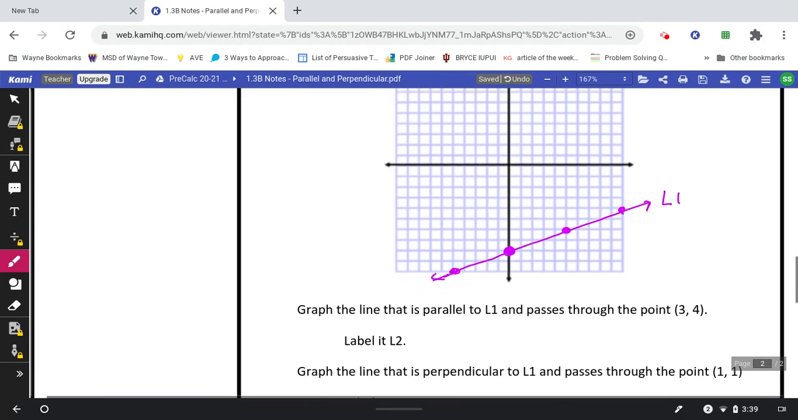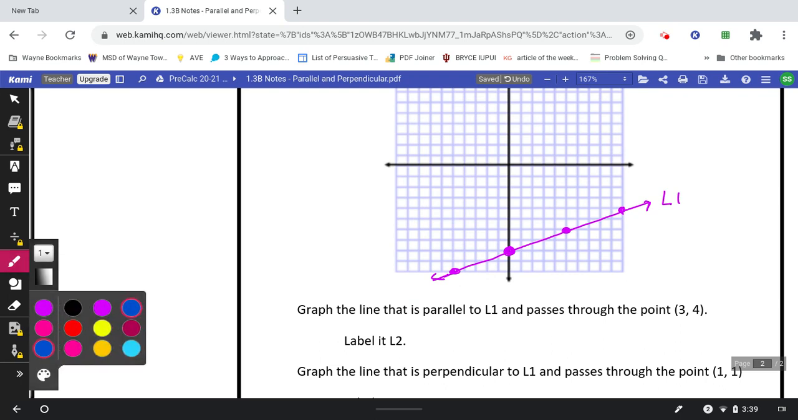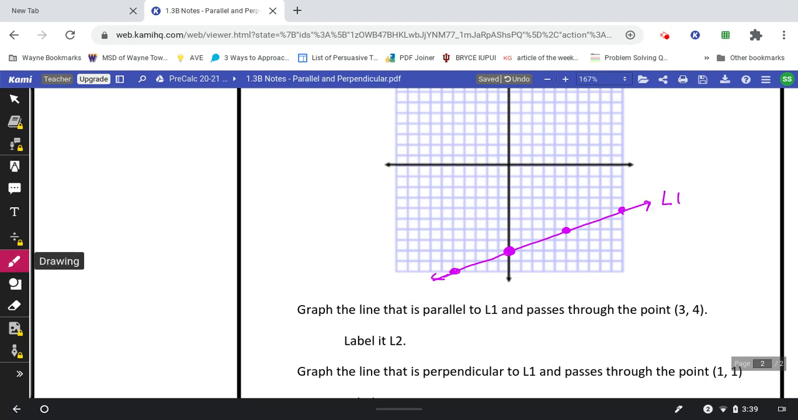The second part says to graph the line that is parallel to L1. So we know it has to have the same slope. And it has to pass through the point 3, 4. Now, you could do something similar to what we did on the front side. You could plug things into the equation, but there's an easier way if you have a graph.